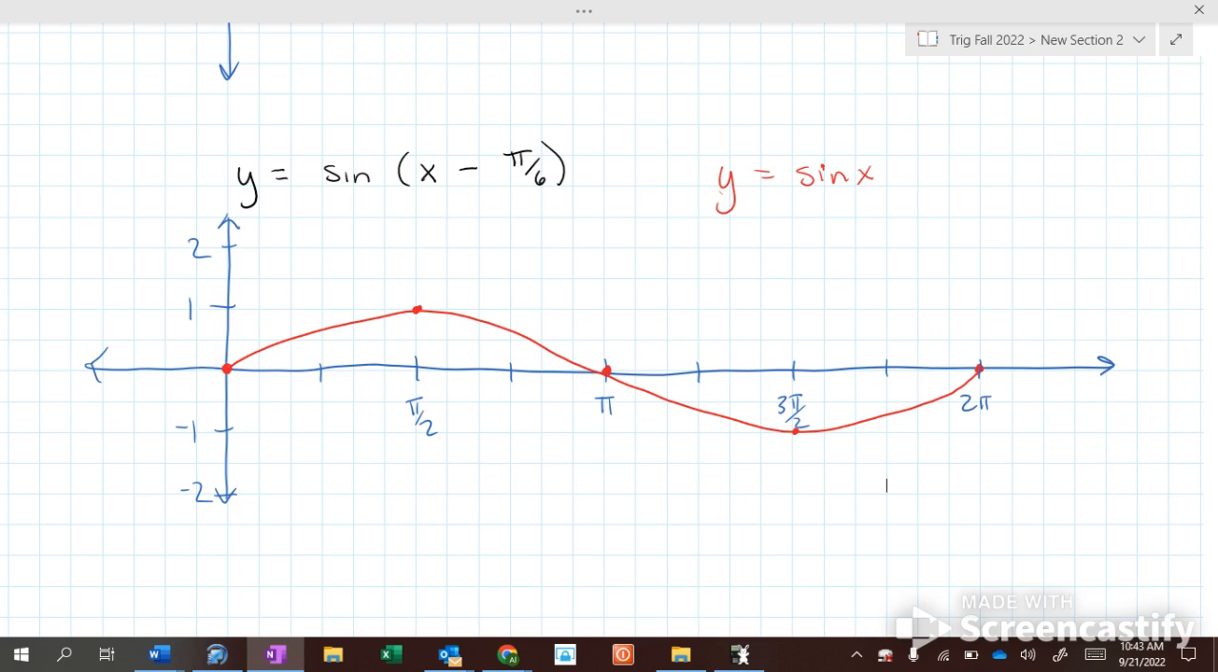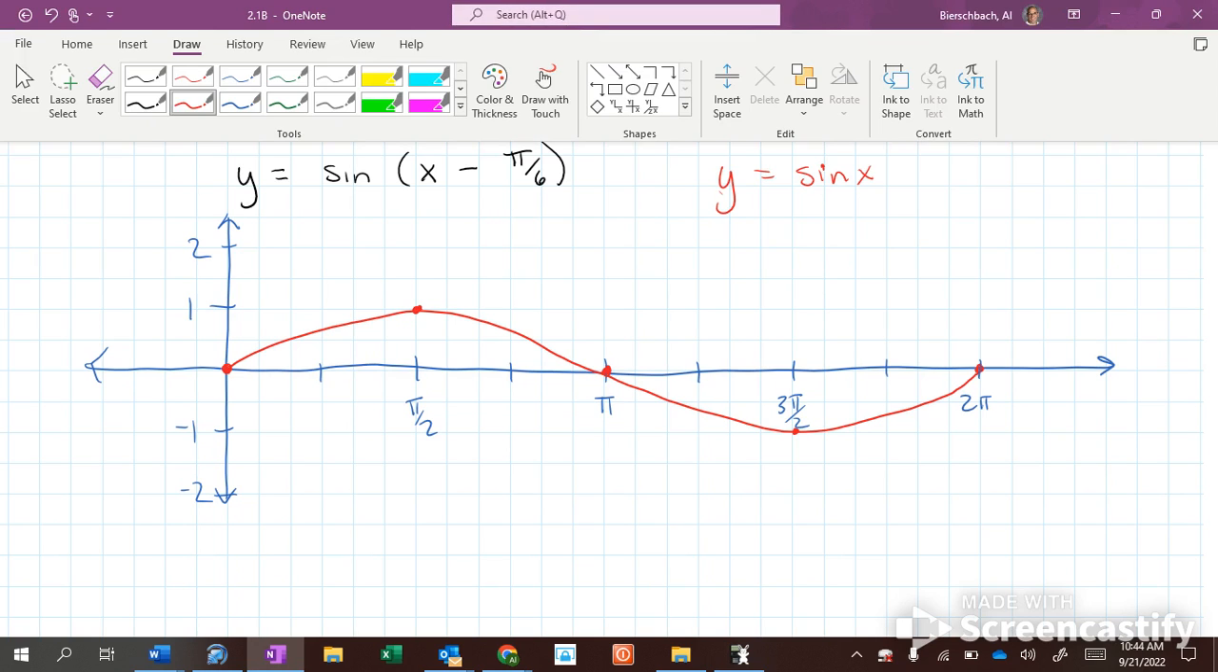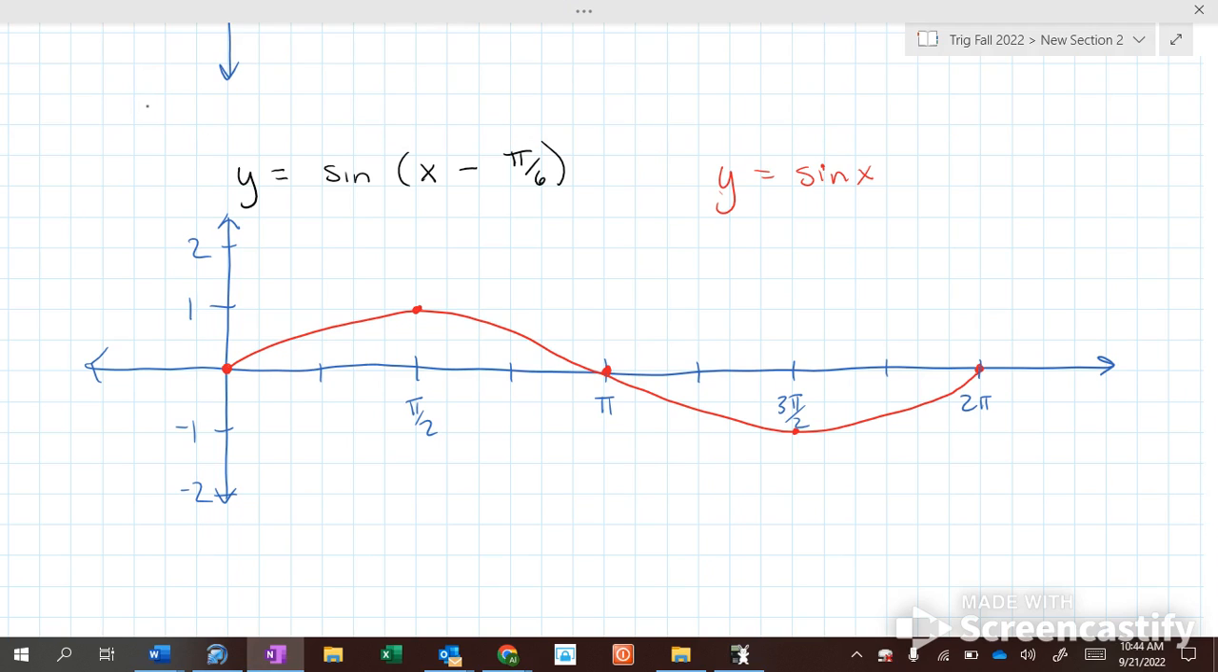Okay, so on my graph, I have 12 squares to get to pi, right? 12 squares to get to pi. What is 1/6 of 12 squares, or 1/6 of 12? 2. So how far to the right am I going to shift my graph? 2 squares to the right. So this goes 2 squares to the right, and this, and this, and this.